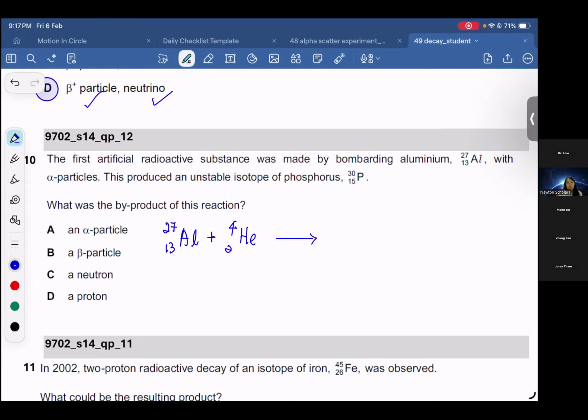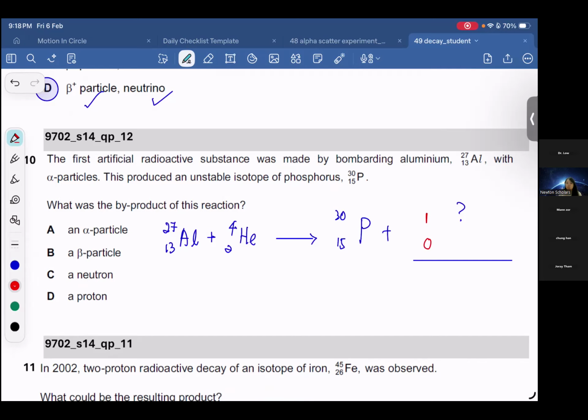Then after that, it will produce unstable phosphorus. So this one is P 30, 15. So what is the byproduct? We're trying to balance: 27 plus 4 is 31. This one is 30, that means this is 1. Then here, 13 plus 2 is 15. So this one is still 15. That means this is 0.